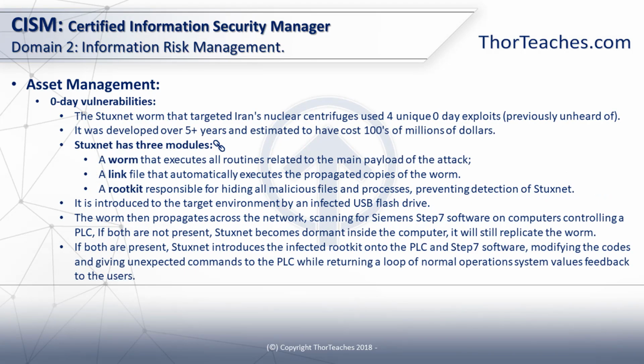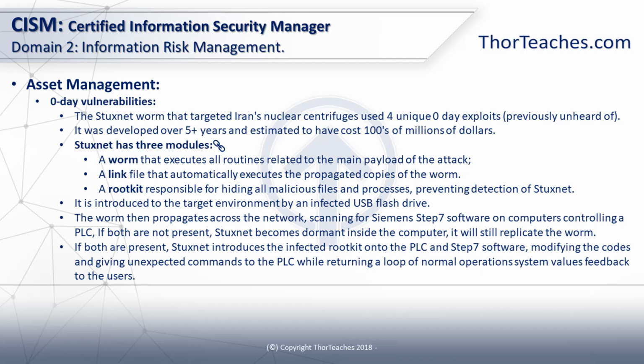The Stuxnet worm was a worm that targeted Iran's nuclear centrifuges, and it used 4 unique zero-day exploits, which at the time was previously unheard of. Most attacks would just use 1. And it has been alluded to that it was developed by the United States and Israel, and it took them 5+ years to develop, and is estimated to have cost hundreds of millions of dollars.